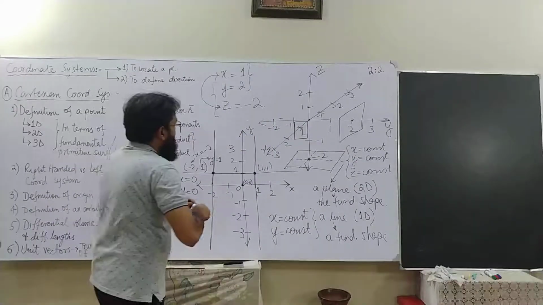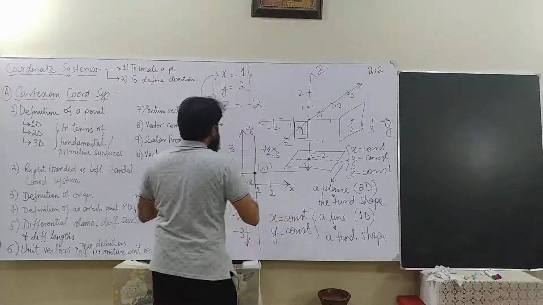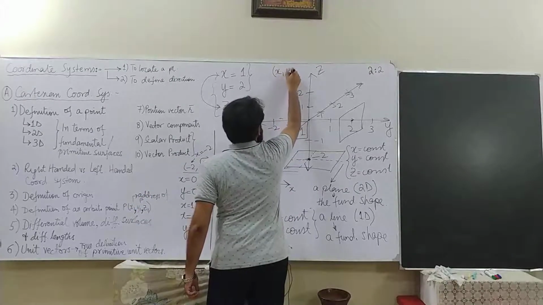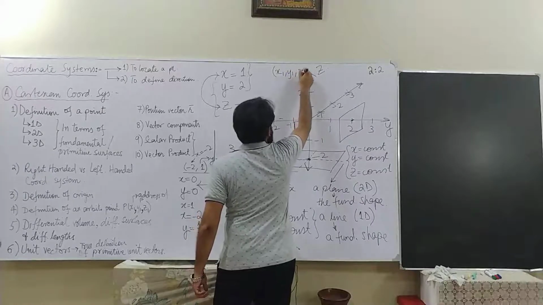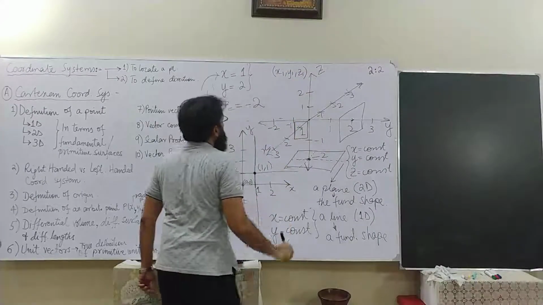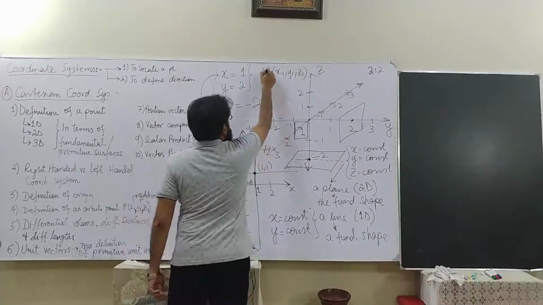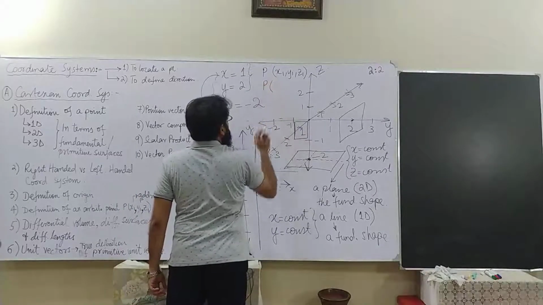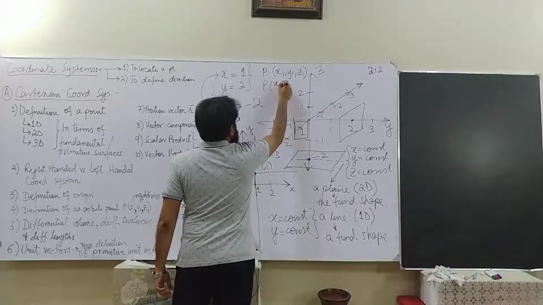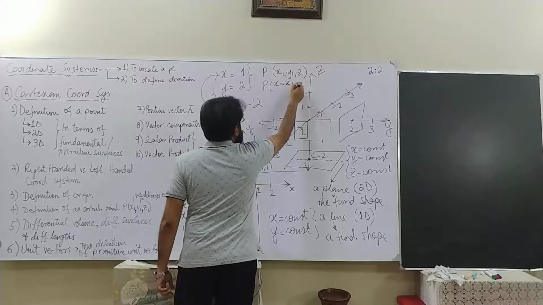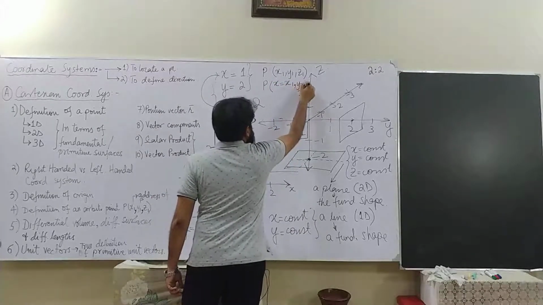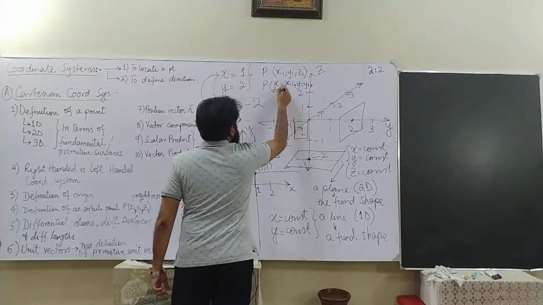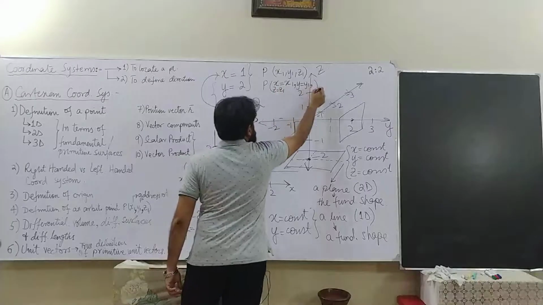So we can say that a point in three dimension is given by three coordinates x1, y1 and z1, and this point P, let's say, is formed by intersection of three planes which are x equals x1, y equals y1 and z equals z1.